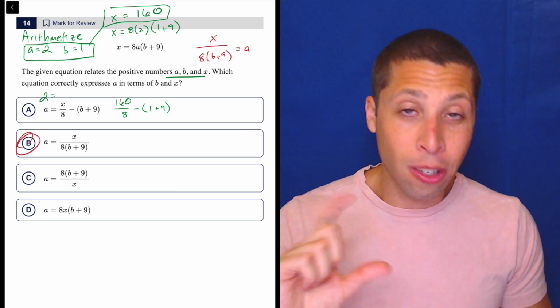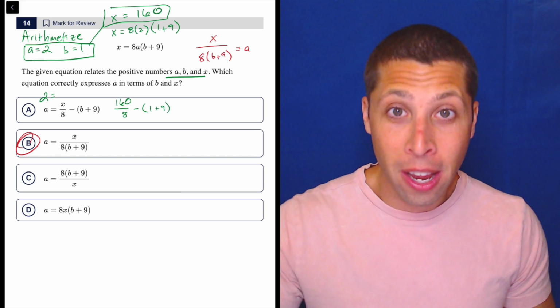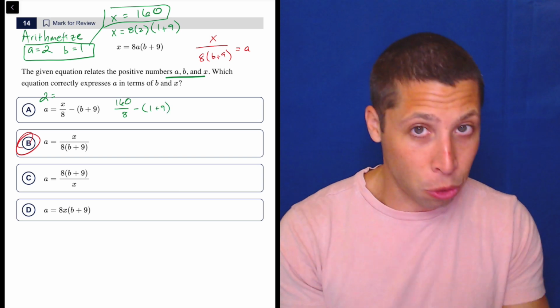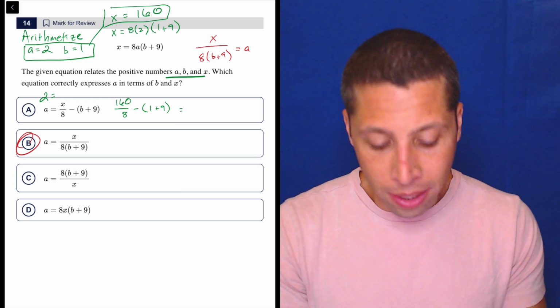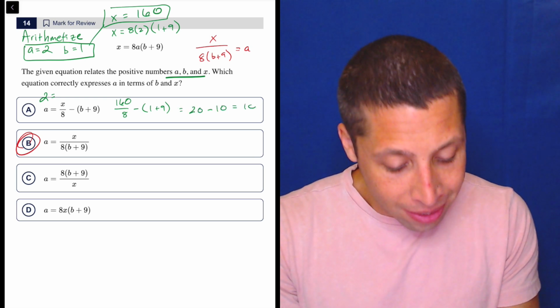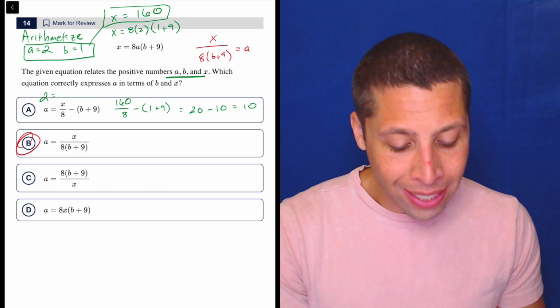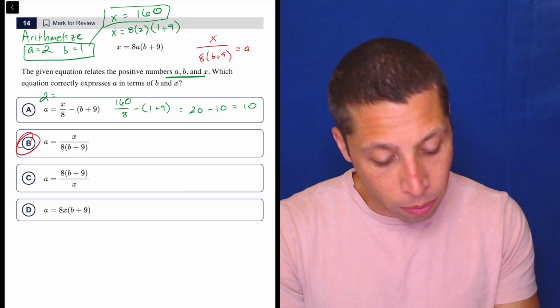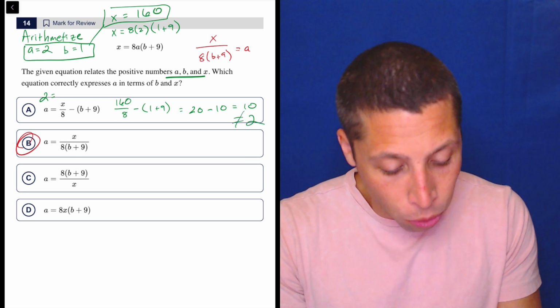9. So one challenge with arithmetize is sometimes we have a lot of numbers. And we got to keep track of all those numbers. So you got to use your scratch paper. So that's 160 divided by 8. That's 20 minus 10. Well, that's 10, right? So that doesn't work, right? We want it to be 2, right? So that does not equal 2.